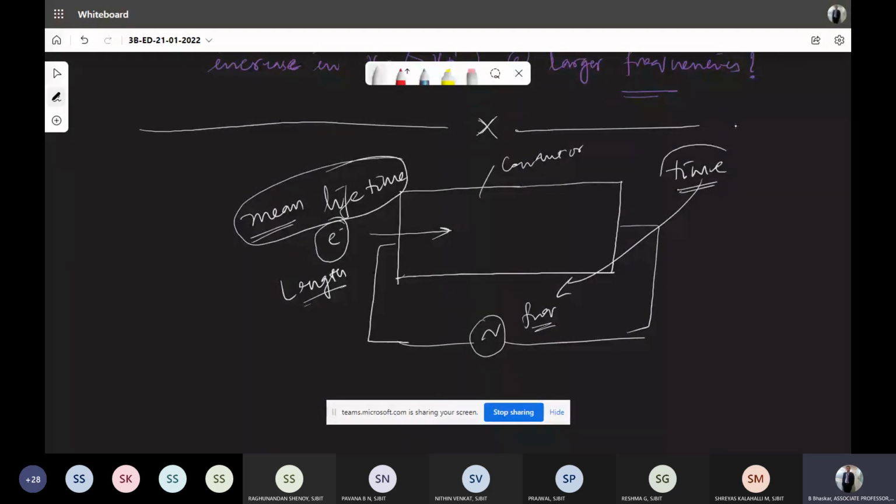If the time value is very small here, which means that the frequency is very large, it only means that the time for this electron to travel all the way from this point till this point is very less. The time given by this input signal for this electron to reach the other side is very, very less. If it is not matching with the mean lifetime of the electron, or I should say the transit time, obviously this electron will never reach the other side. It will die off there itself. So it means that the current value automatically comes down. That is the meaning of it.